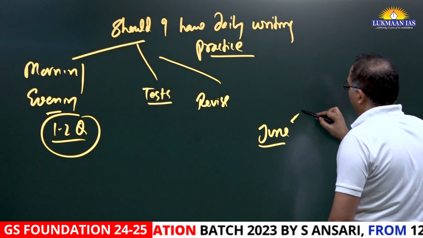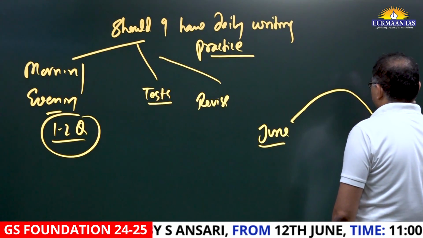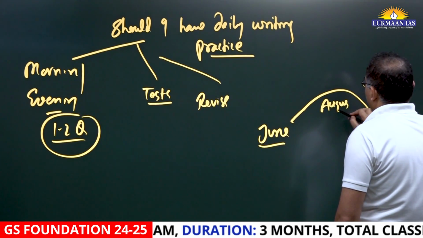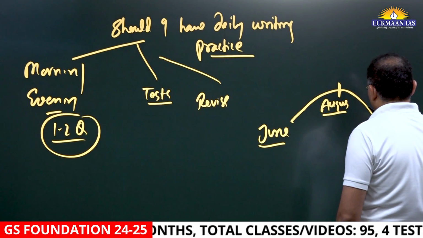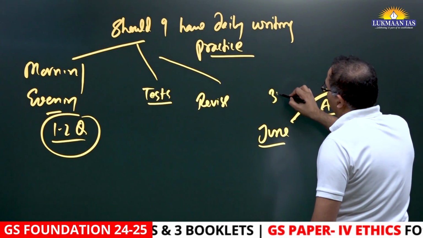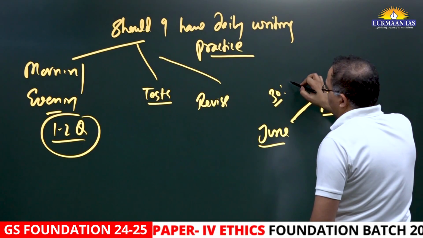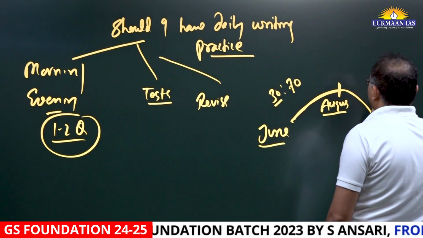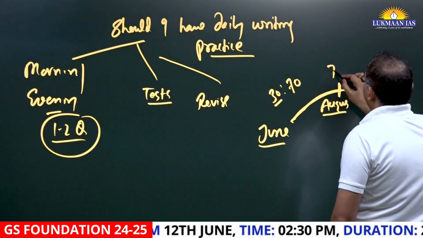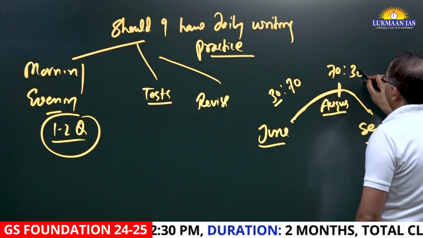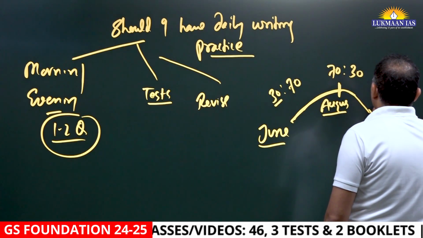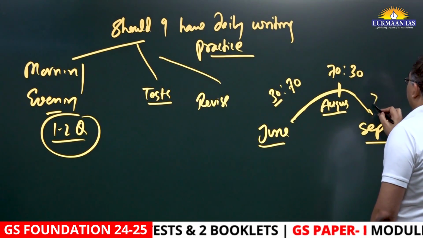June, July, August, your approach to answer writing should go like this. This is the midpoint. As you near it, reduce it, increase it. As of now, you can do 30 percent answer practice and 70 percent reading. Gradually it may come down to 70 percent answer writing practice and 30 percent revision and reading. And finally it should be 70 reading, 30 writing.